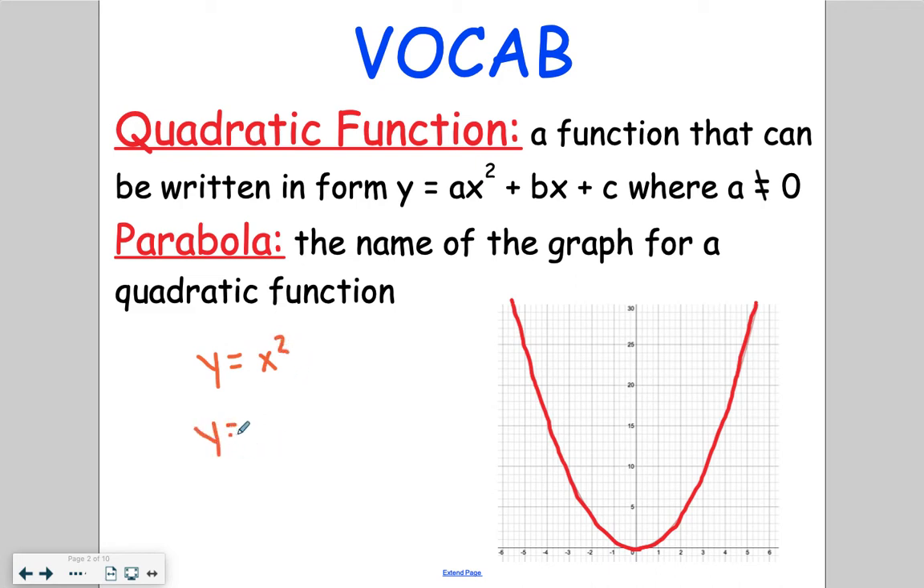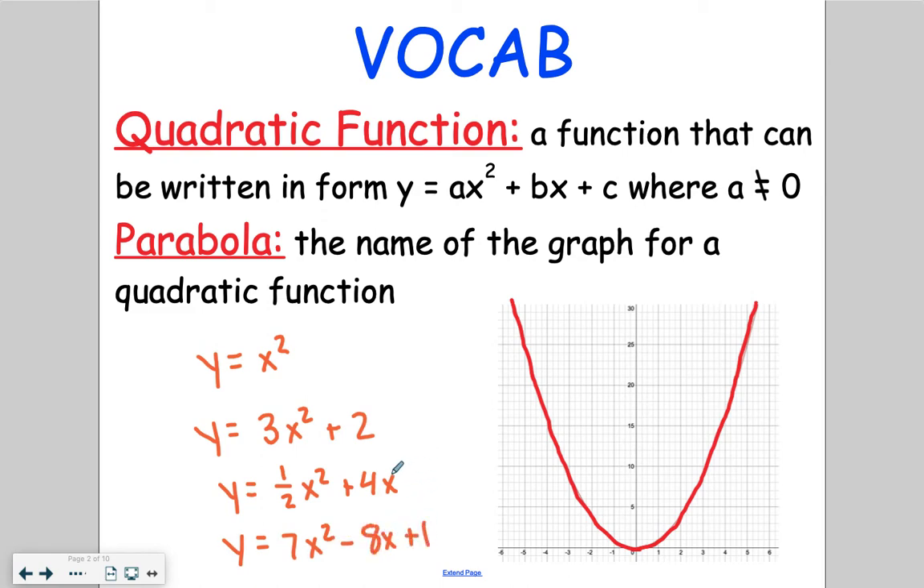Or it could look like y equals 3x squared plus 2. And it can leave out that middle part, or it could say y equals 1/2 x squared plus 4x, and it could leave out that c part, or it could be the complete equation and have something like 7x squared minus 8x plus 1. So it can be in many different formats, but if you notice, the consistent part through all of them is that it has that x squared piece.